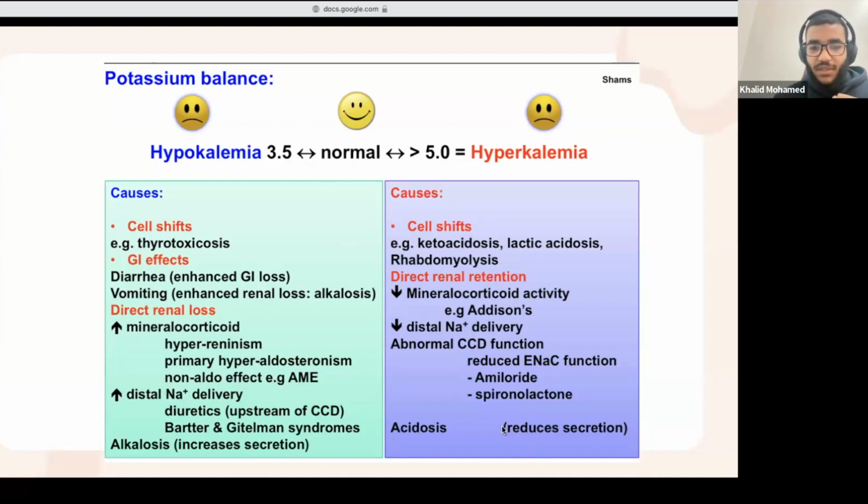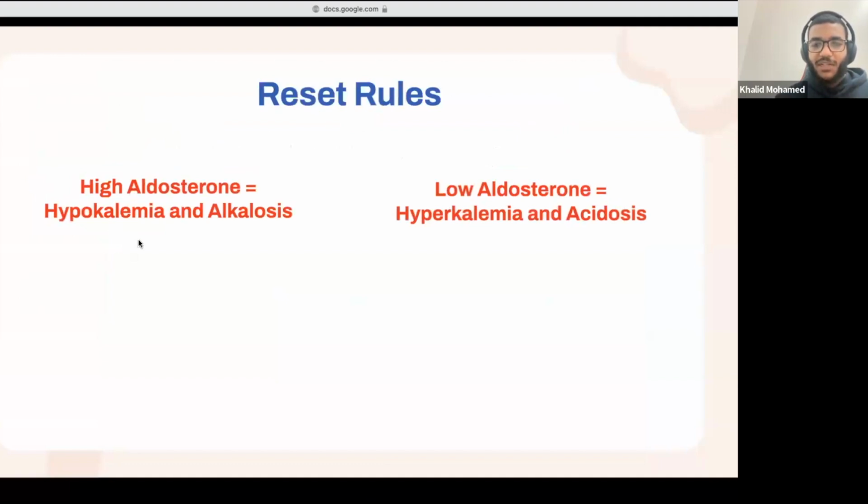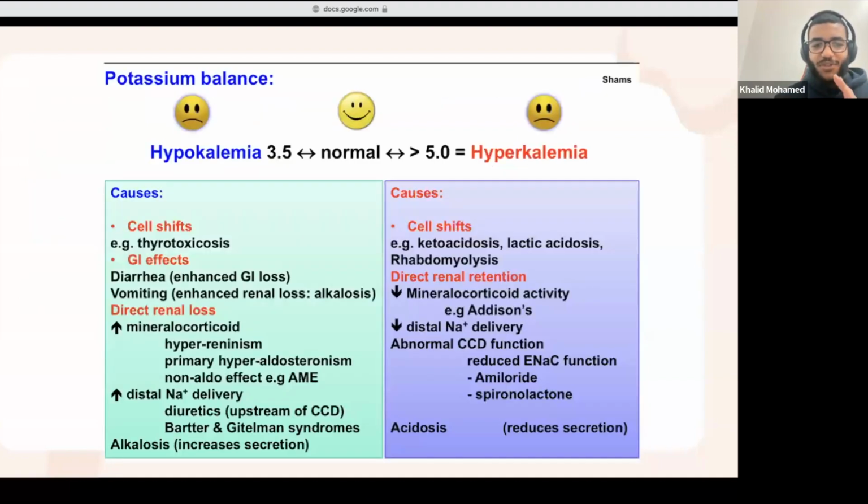Okay, and then for hyperkalemia, we'll have the opposites plus lactic and ketoacidosis, which is obvious because this is also a type of acidosis, so it will do the same thing as normal acidosis, which is it will reduce the secretion of potassium, and it will lead to hyperkalemia. Okay, so always link hypokalemia with alkalosis and hyperkalemia with acidosis. High aldosterone is hypokalemia and alkalosis. Low aldosterone is hyperkalemia and acidosis. Please remember those very well. It's very important.